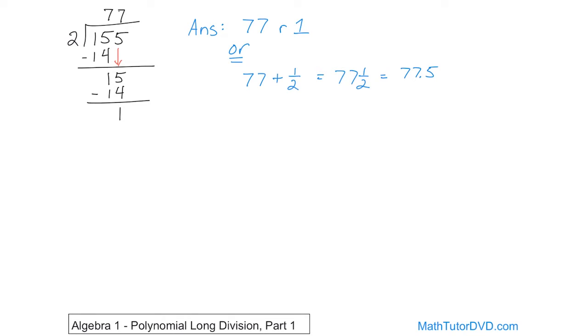So when you do the long division, you always end up with the remainder there. So you can write it as a whole number plus a remainder. But you can also write it as a fractional part, which is the whole amount of division that happens plus the remainder that you get divided by what you've divided by. In this case, it's 2, so it becomes 1/2, which you can convert to a decimal, 77.5.